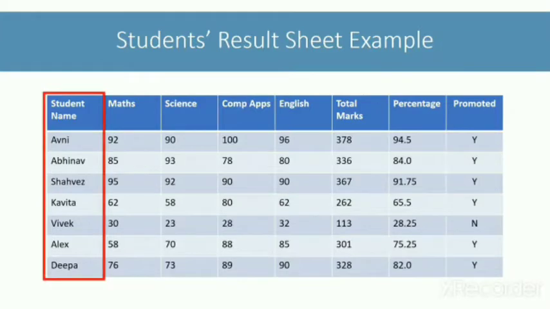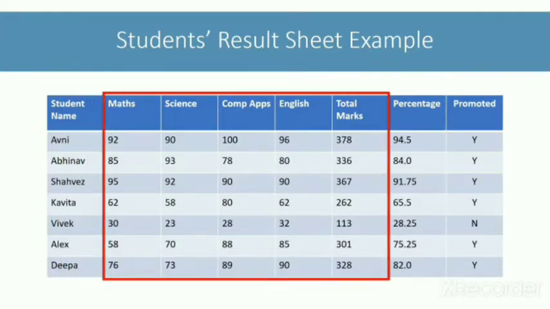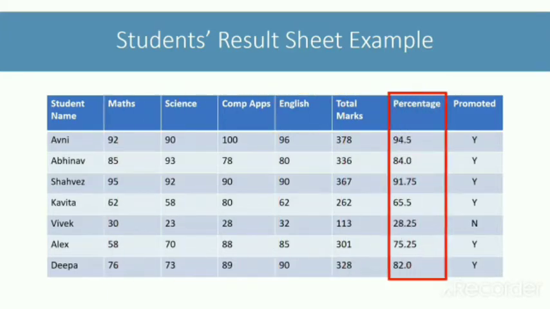The name of the student is a set of alphabets. Our school has a policy to award marks in subjects only in whole numbers. In case the total marks in the subject are a fraction like 84.5, it will be rounded off to 85. So, the marks in each subject and the total marks obtained are whole numbers or integers. Percentage is a fraction as it can be 94.5 or 84.0 or 75.25, etc.